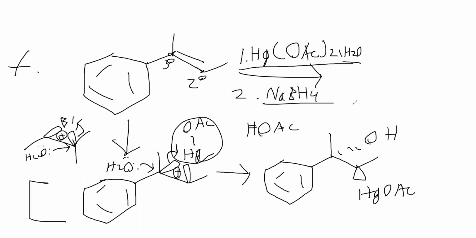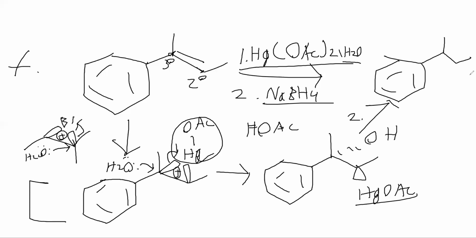And then step 2, when we add the NaBH4, I'll just move this quickly. When we add the NaBH4, I'm just putting 2 to show that's when that comes in. That basically just replaces the mercury acetate with a hydrogen. You don't really have to know how that happens, just know. Well, you don't even have to know this series of steps, but it helps explain why the product is what it is. So it's easier to remember.